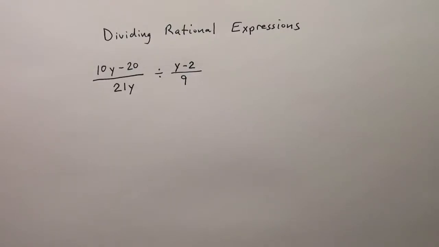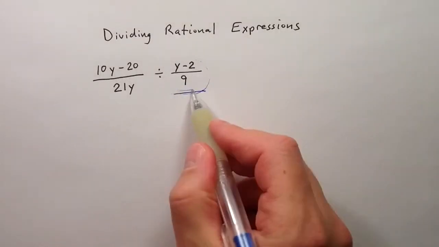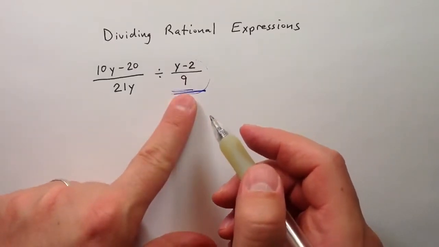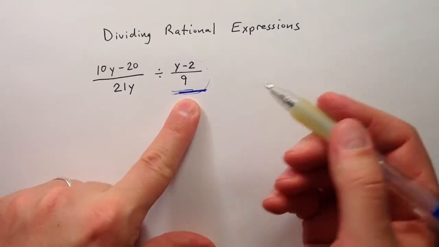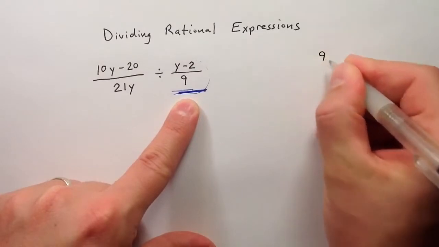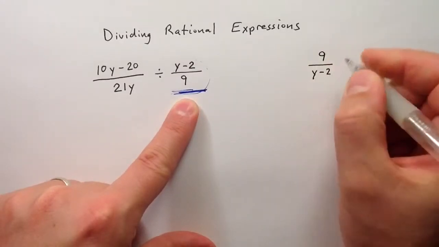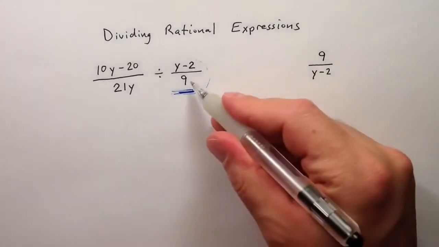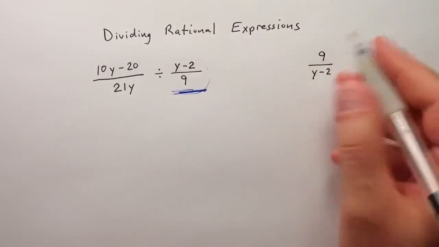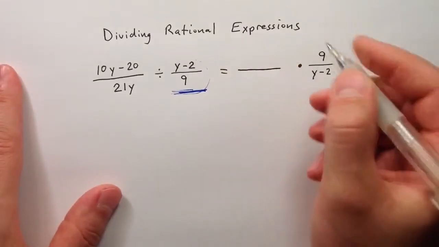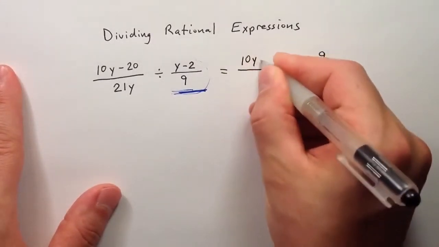Let's take a look at the process of dividing rational expressions. Dividing by a rational expression is the same as multiplying by its reciprocal. So if I focus on what we're dividing by, y minus 2 over 9 is the same as multiplying by 9 over y minus 2, where I take the numerator of the expression and turn that into the denominator of its reciprocal, and the denominator 9 becomes the numerator. So the first part of the expression stays exactly the same, but I take the reciprocal of the second part of the expression.